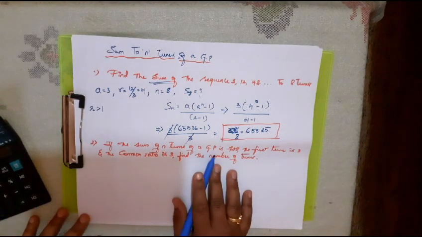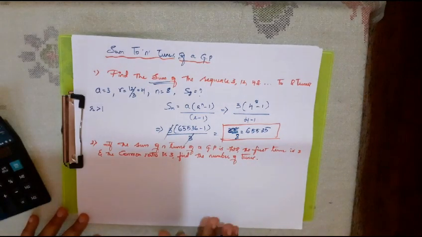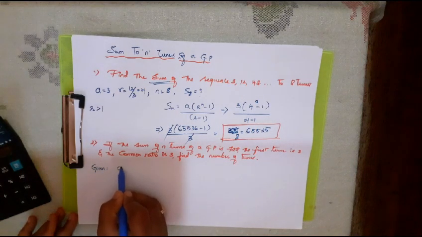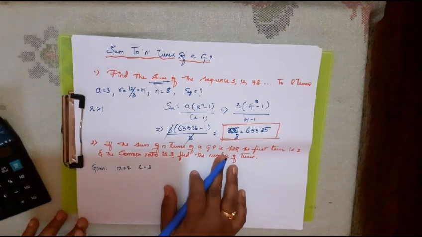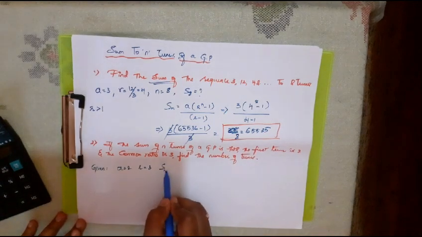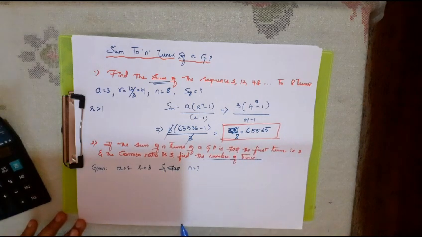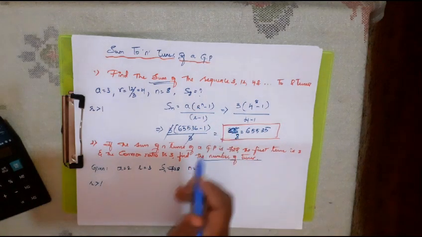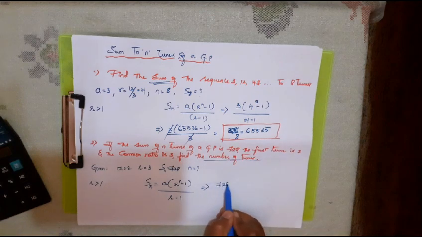We'll take up the next question. If the sum of n terms of a geometric progression is 728, the first term is 2 and the common ratio is 3, find the number of terms. Here they have given A is equal to 2, the first term, the common ratio is 3, and the sum of n terms Sn is equal to 728. N we don't know; they asked to find the number of terms. Here also the value of R is greater than 1, so we take the same formula: Sn is equal to A times R to the power n minus 1 divided by R minus 1.